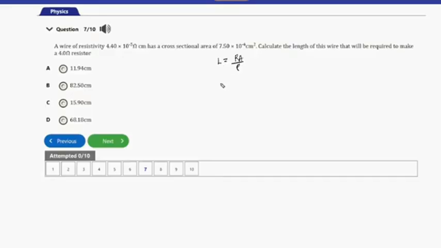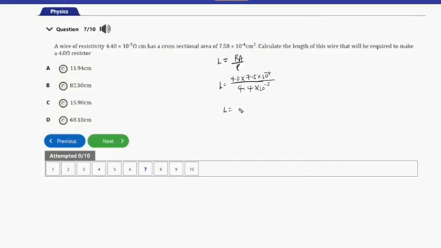rho. So when we do that, we are going to just plug in the values here. The resistance given here is 4.0, and then the cross-sectional area is 7.5 to the power of negative 4, and then we're going to divide this by the resistivity, which is 4.4 times 10 to the power of negative 5. So guys, let's go ahead and calculate this. So guys, we're going to have 68.18 cm, and that's option D here. So that's the answer to this question.